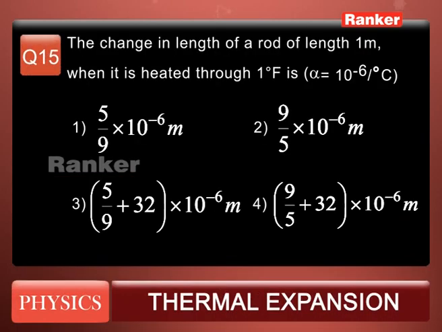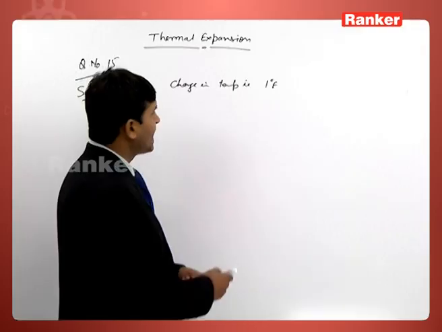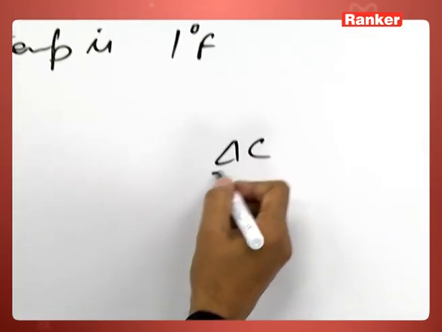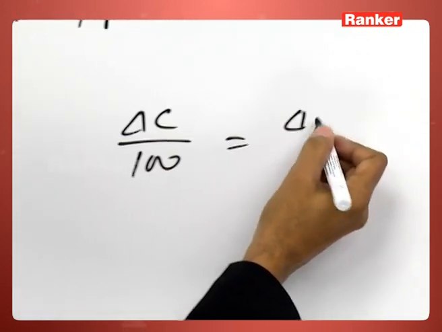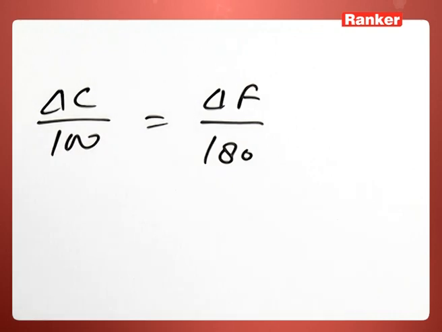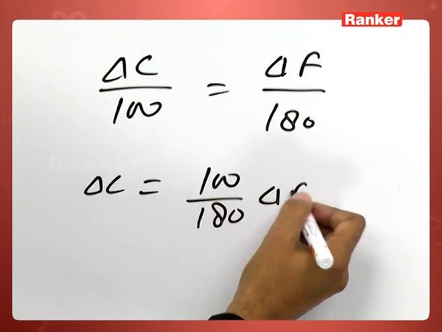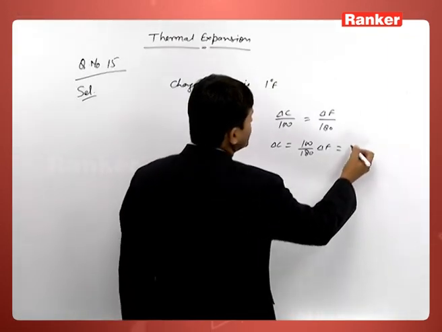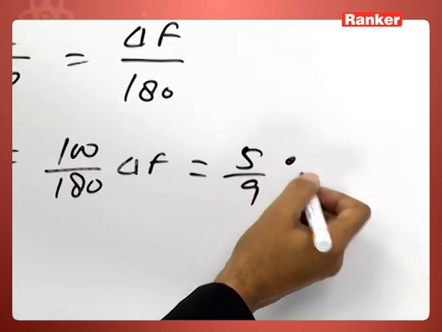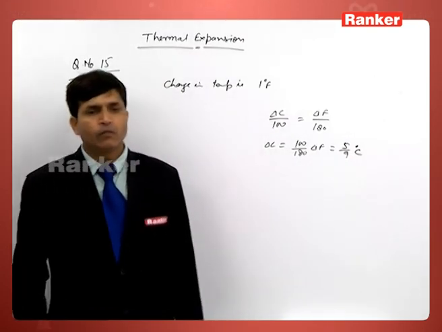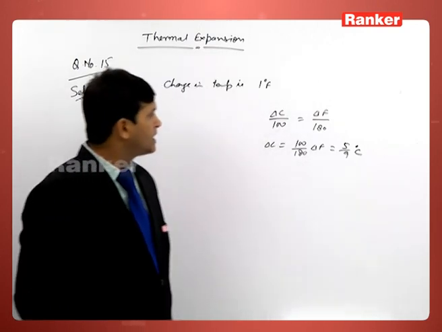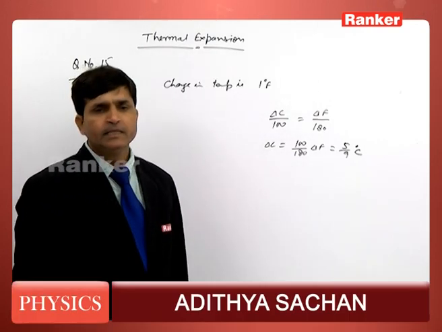Question number 15. As given, the change in temperature is 1 degree Fahrenheit. First we will convert the change in Fahrenheit into the change in degrees Celsius. As we know, delta C by 100 is equal to delta F by 180. So delta C is 100 by 180 into delta F. Delta F is given as 1, so this becomes 5 by 9 degree Celsius. It means a 1 degree change in Fahrenheit is equal to a 5 by 9 degree change in the Celsius scale.